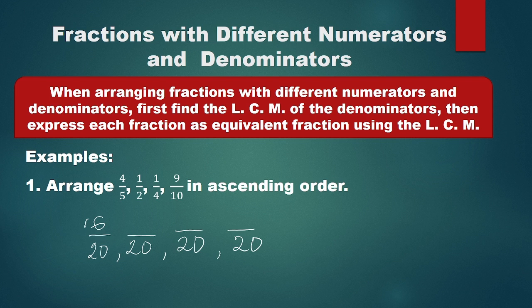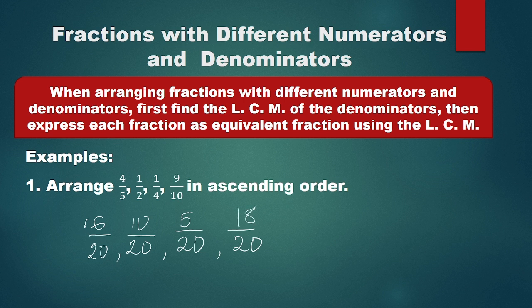So 1 times 10 is 10. What will I multiply by 4 to get 20? That's 5. I will multiply the numerator as well by 5, and that will give me 1 times 5. 10 times what will give me 20? So the numerator as well, 9 times 2 will be 18.